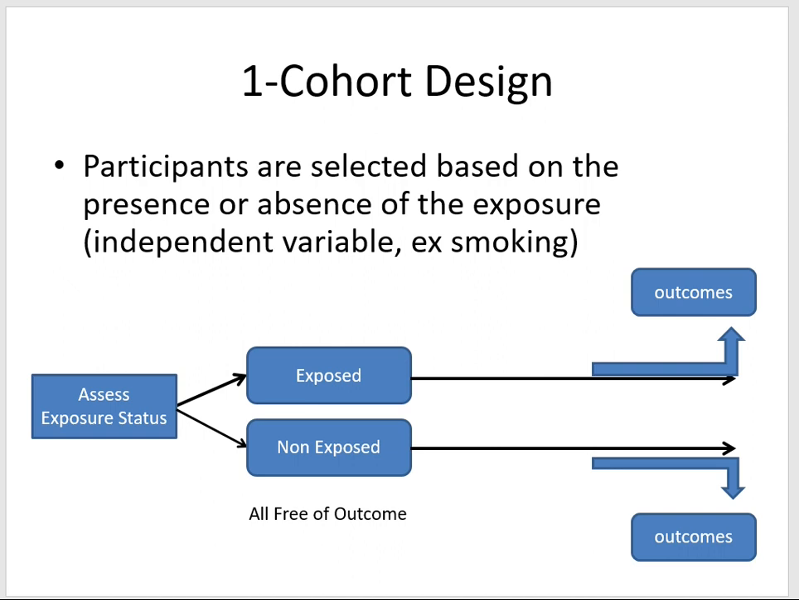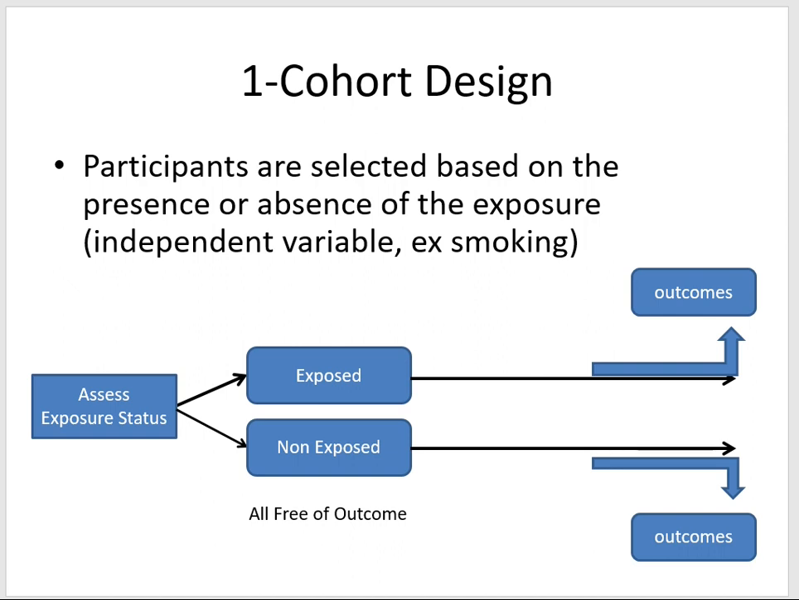Now, if you want to think about how you selected your participants, your starting point is those that are exposed or not exposed. Therefore, your selection is based on the exposure. Your selection is based on the independent variable. So you select your participants on whether or not they have the exposure, and then you follow them up in time till they start having their outcome.